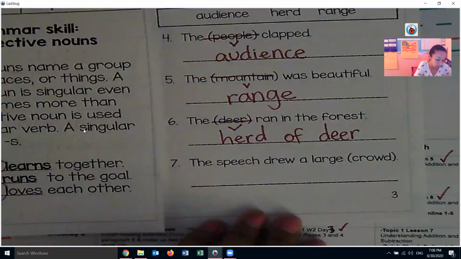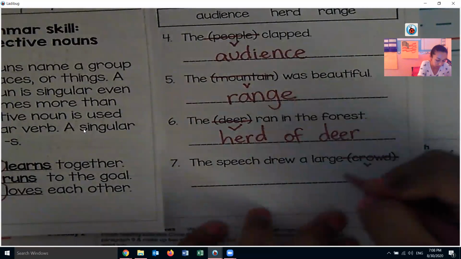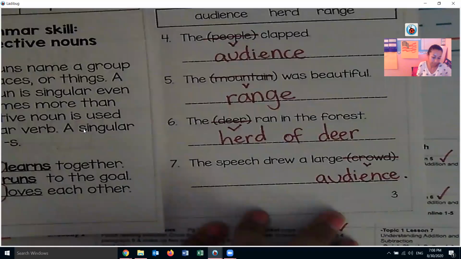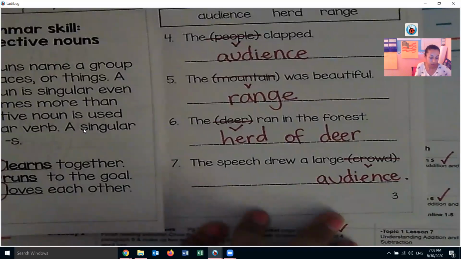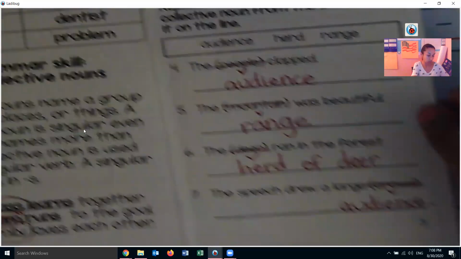The speech drew a large crowd. So we'll replace crowd with audience again, describing a group of people. We'll add our period. So that's the grammar piece on page 3. We're going to go to page 4.